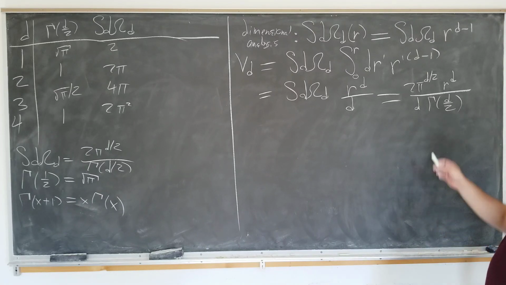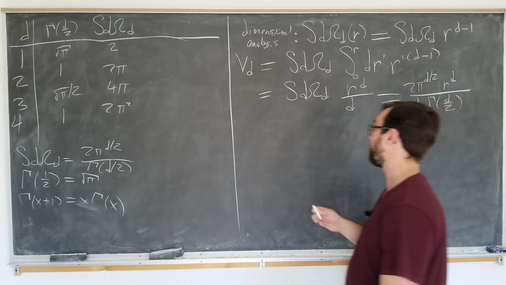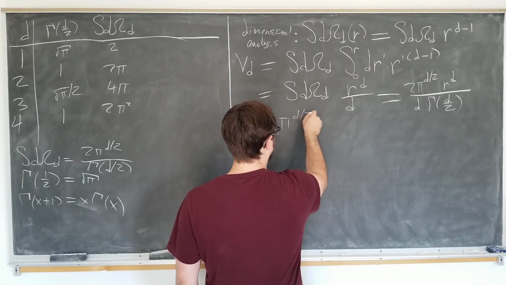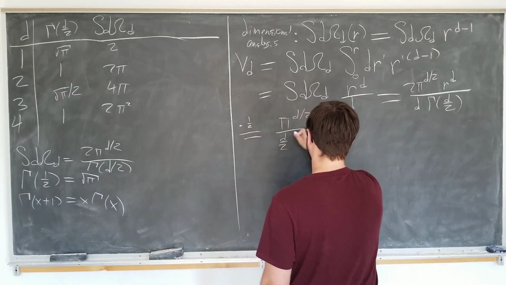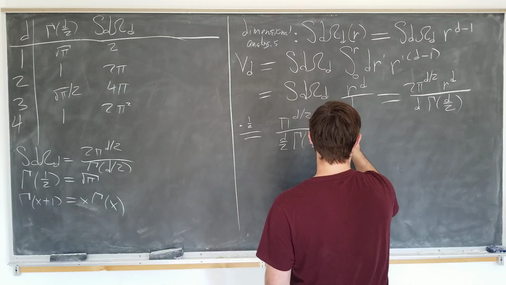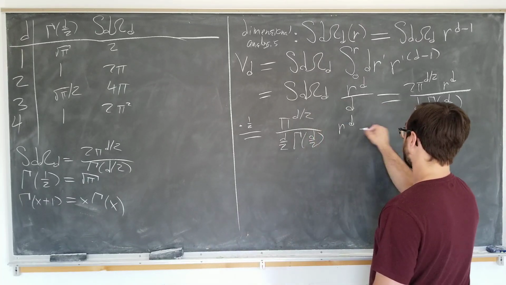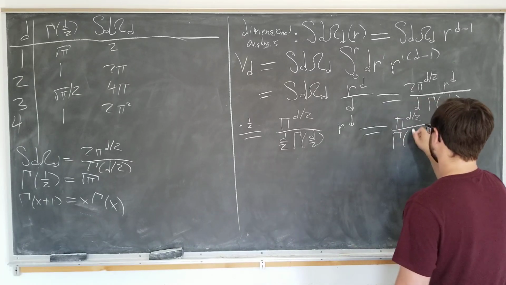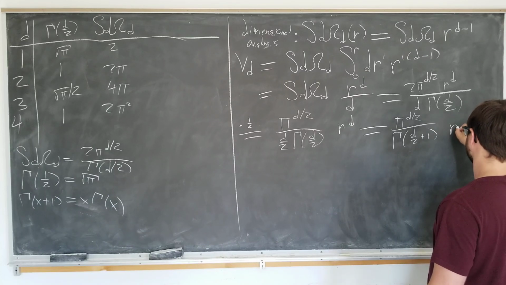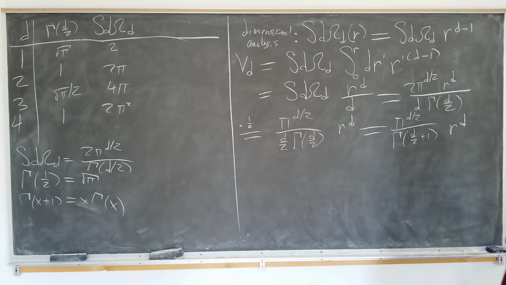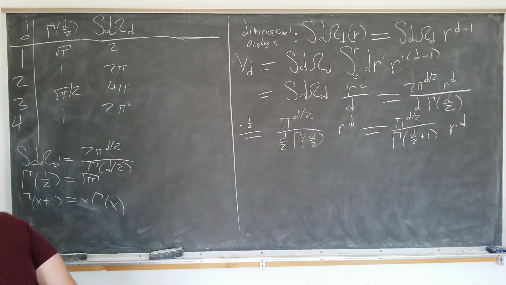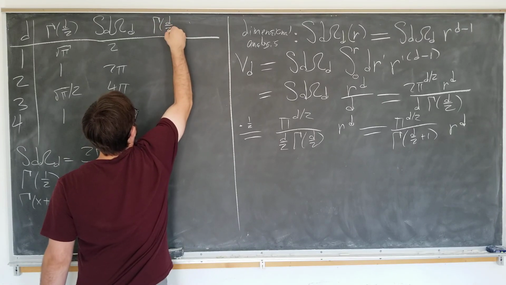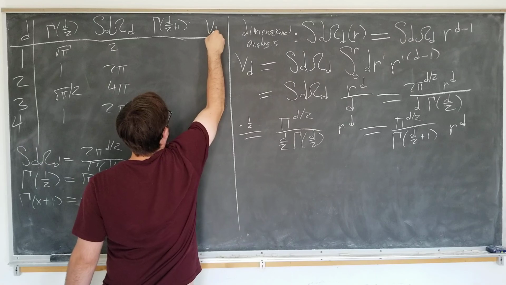Now we're going to multiply both sides by 1/2 so we can use the functional equation. This is going to be pi to the d over 2 over d over 2 times gamma of d over 2, all multiplied by our radius, r to the d, which is now just pi to the d over 2 over gamma of d over 2 plus 1, r to the d. Excellent. Now we can expand the table, write down the d-dimensional volumes, see what we get. Now we're going to talk about gamma of d over 2 plus 1 and V_d.